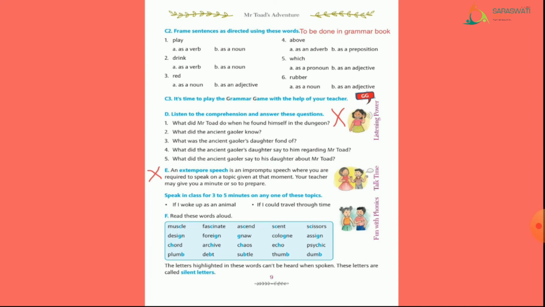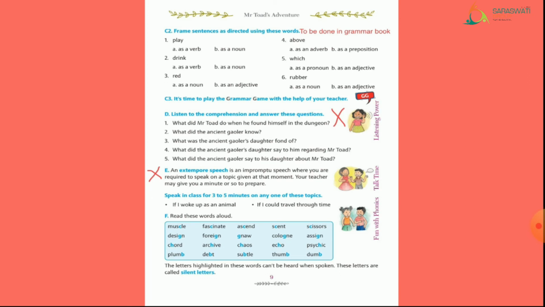Got it? Okay, now we are not going to do question numbers C3, D and E because that will not be possible to do when we are learning online. Now, here we are talking about silent letters. See, question number F. Read these words aloud.